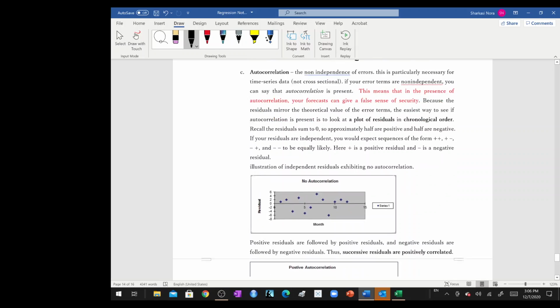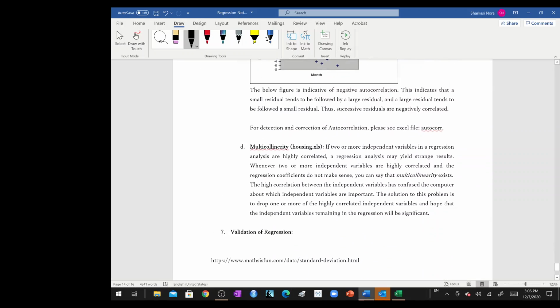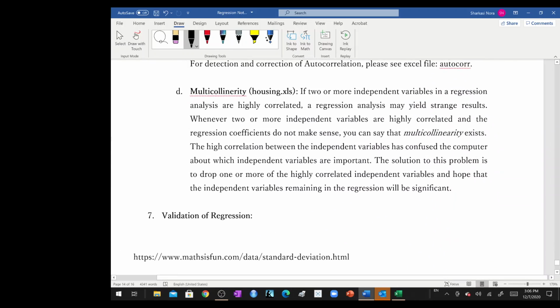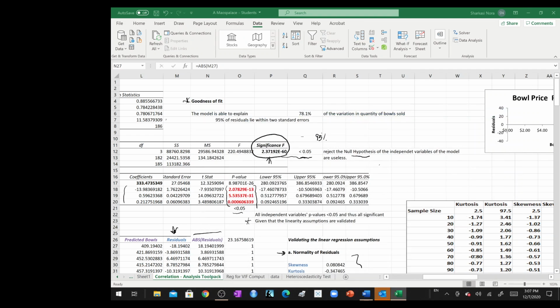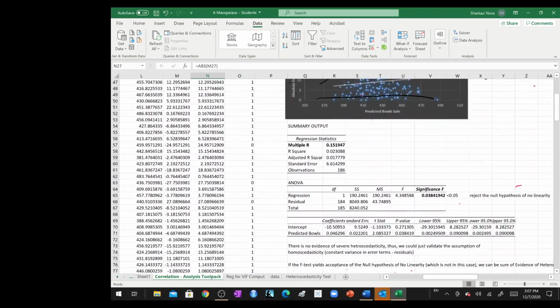Okay, so now let me jump to multicollinearity, because autocorrelation is when the data is time series data. With multicollinearity, if two or more independent variables in the regression analysis are highly correlated, regression analysis may yield strange results. Whenever two or more independent variables are highly correlated and the regression coefficients won't make sense, then you will say that multicollinearity exists. This means that there's a high correlation between the independent variables among themselves, and this will confuse the results. So let's go ahead and test for multicollinearity.